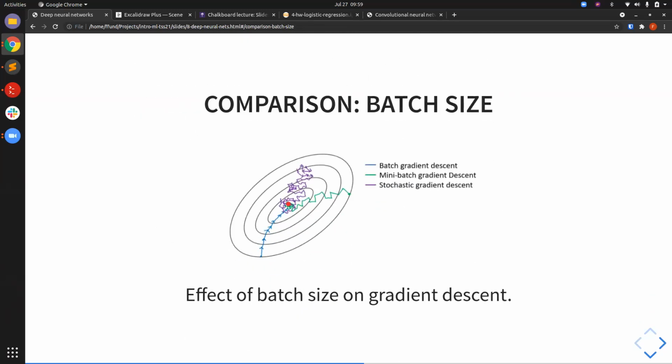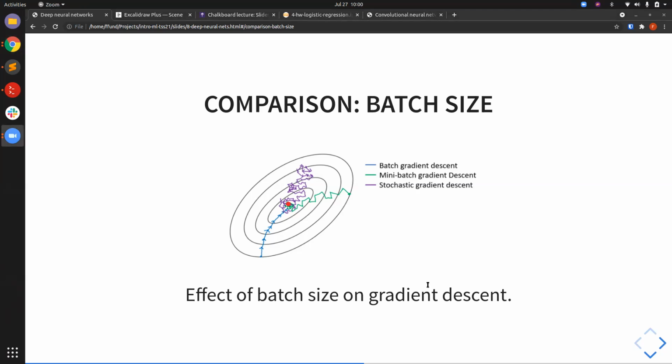Now, we looked at this already when we looked at gradient descent to begin with. But we know that for gradient descent where we use a large batch size, like this blue line here, the descent path is very smooth. And as the batch size decreases, the descent path gets jumpier and jumpier. We looked at this when we did gradient descent earlier in the semester.